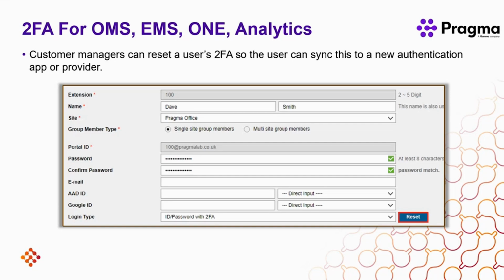If a user, for any reason, deletes the app, loses their phone, or changes their phone, it's as simple as coming into the customer manager portal and clicking reset. That sends them back to the first step, where they get presented on next login with a QR code, so they can go through and set up their authenticator again for that user.